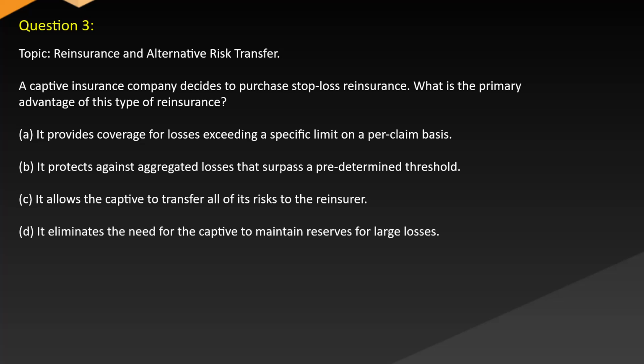A. It provides coverage for losses exceeding a specific limit on a per-claim basis. B. It protects against aggregated losses that surpass a predetermined threshold. C. It allows the captive to transfer all of its risks to the reinsurer. D. It eliminates the need for the captive to maintain reserves for large losses.